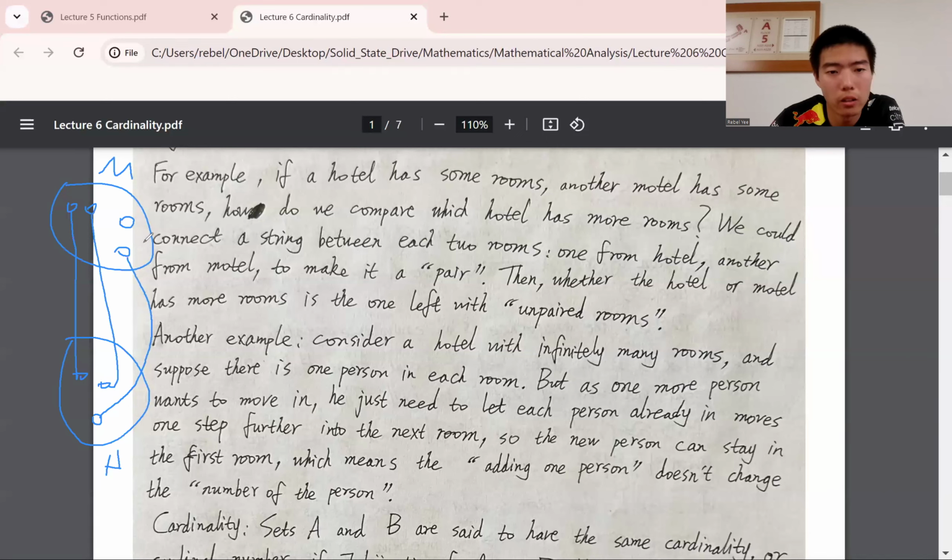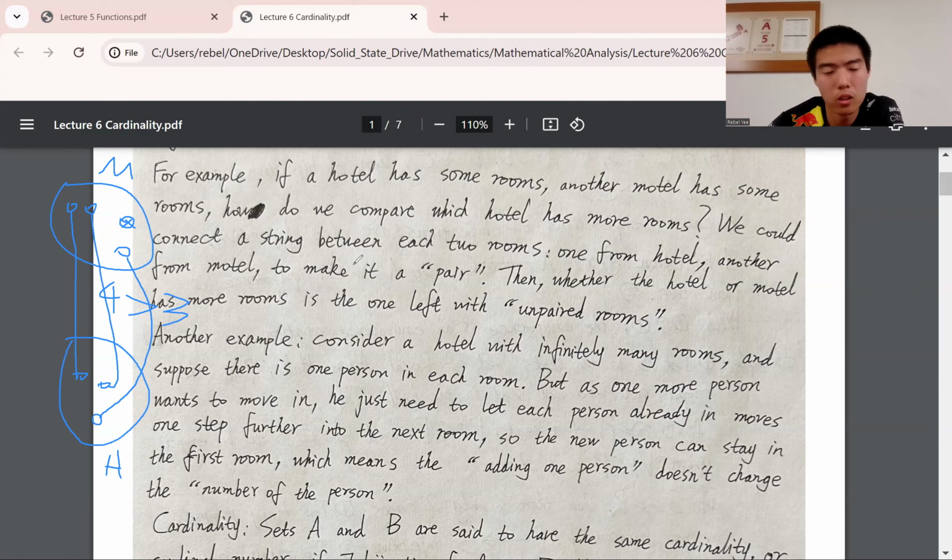Okay, and what we find out is here, the motel has some rooms which are not connected, and the hotel has all of its rooms connected. So what it means is that the one with more rooms, hotel or motel, is the one left with unpaired rooms, which is this one. So in this case, the motel has more rooms, and we can confirm by common sense, 4 is greater than 3. So in this example, our counting is correct by common sense from society, from our lives.